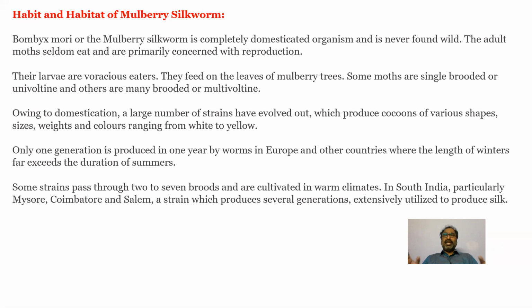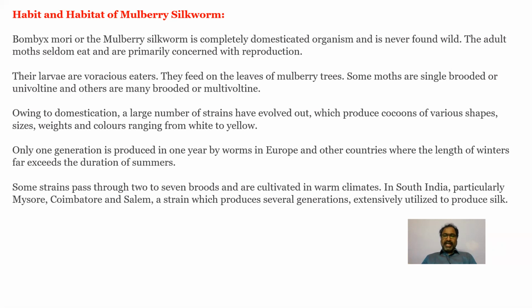Some moths are single brooded. Single brooded means they are called univoltine. They will breed one time in their lifetime, and others are many brooded or multivoltine, isn't it? Multivoltine means they will breed many times according to the breeds.